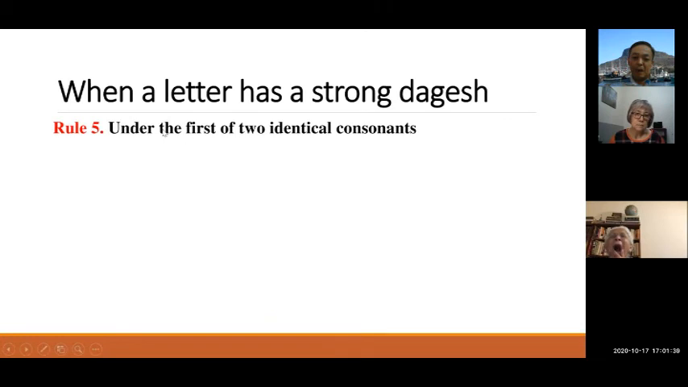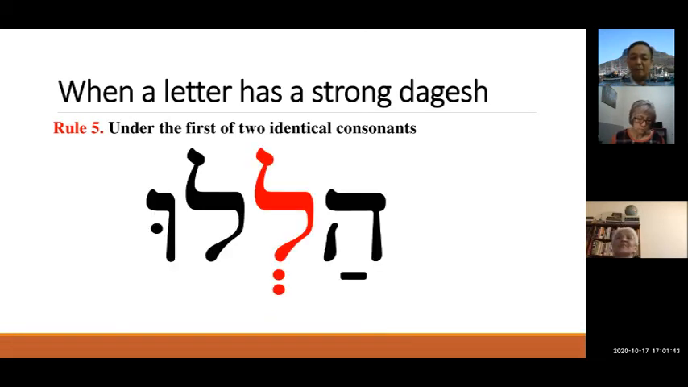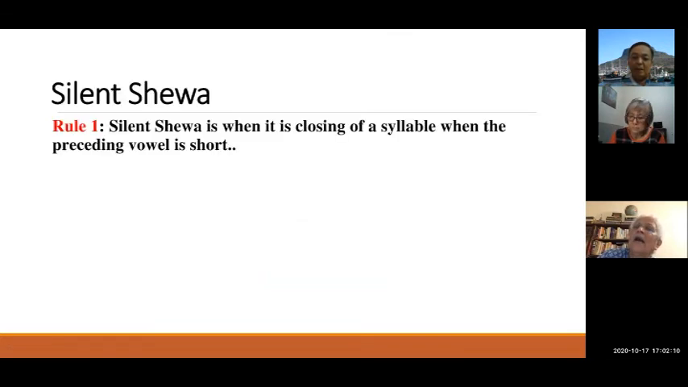Rule number 5 is under the first of two identical consonants. Like for example, you have the word halelu, halelu. You have the two identical consonants here, lamed, lamed here. Under the first of the two identical consonants is a schwa here. It becomes a vocal schwa. Hallelu, hallelu. So that's where the word hallelujah comes from. Hallelujah.